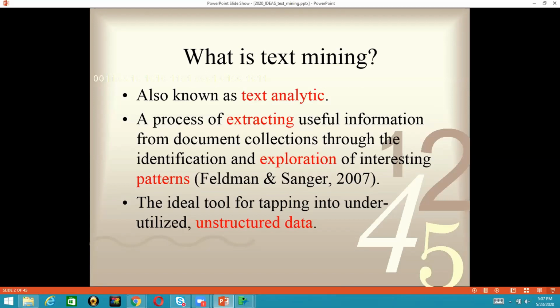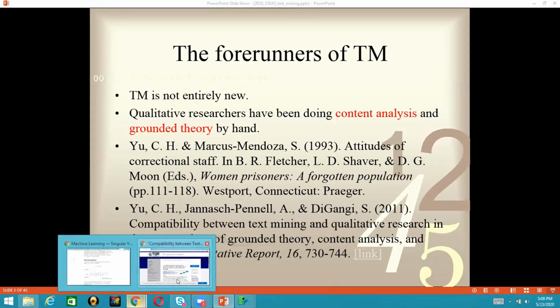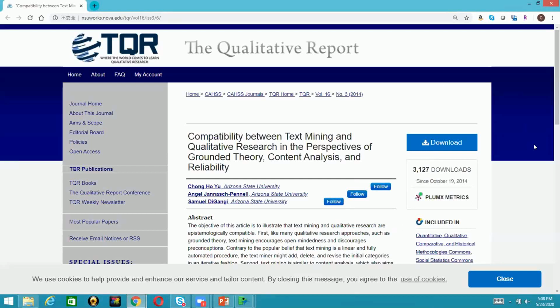Okay, first of all, text mining is not something totally new. Indeed, before using a computer, before AI, before natural language processing, people have been using content analysis and grounded theory. Well, I have only an hour today, so I cannot go into detail, but you are welcome to read my paper. This paper was published in 2011.